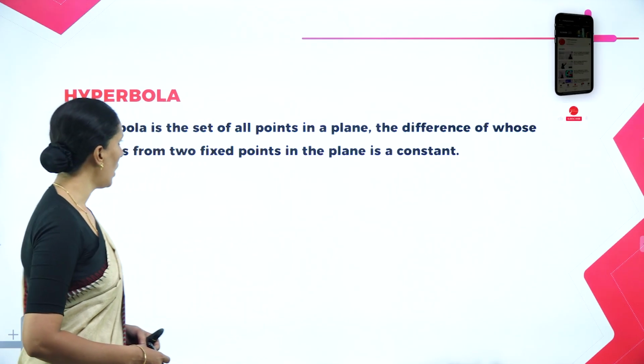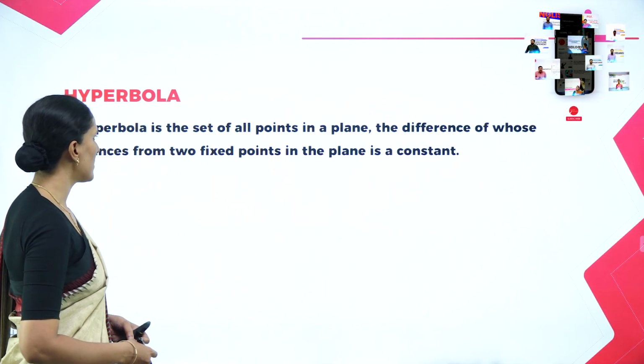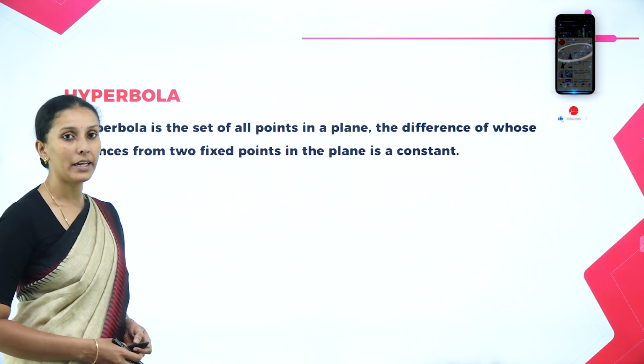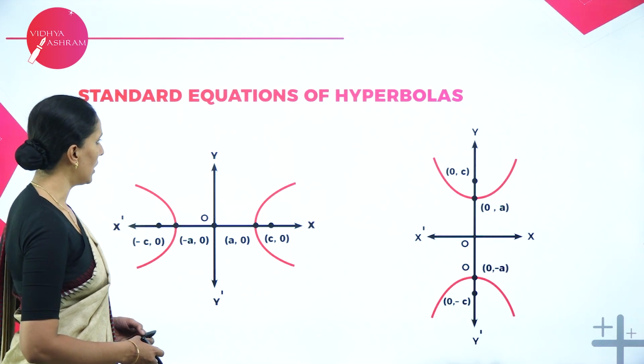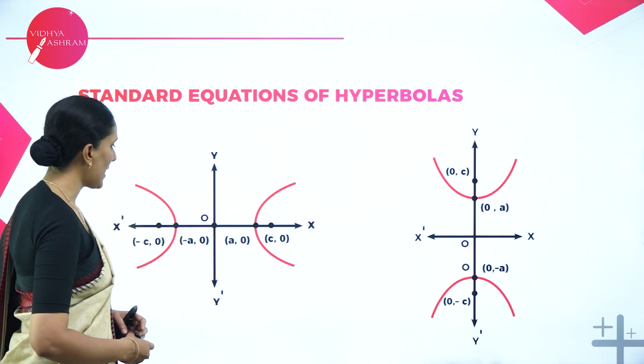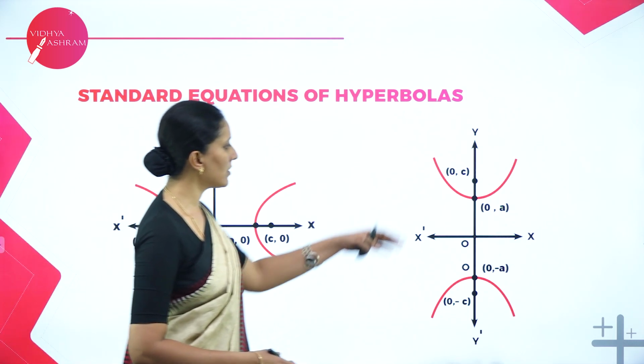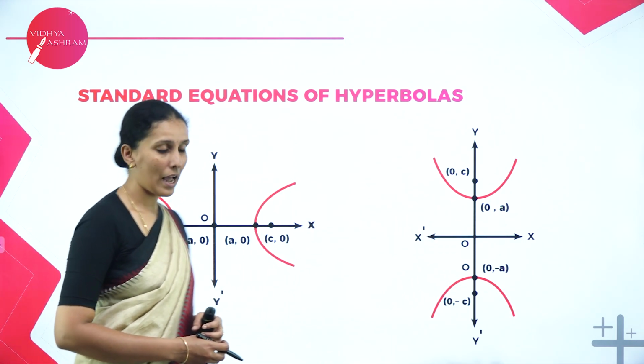So a hyperbola is the set of all points in a plane, the difference of whose distances from two fixed points in the plane is a constant. So you can see here we have two types of hyperbola. One is along the x-axis, which is called the horizontal formation of hyperbola, and this is the vertical formation of hyperbola.